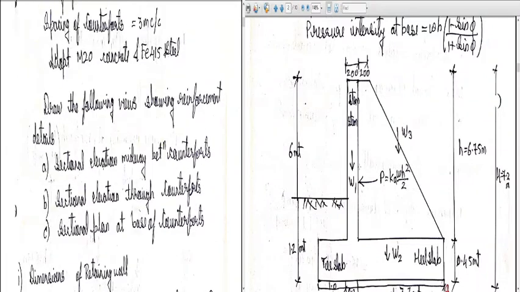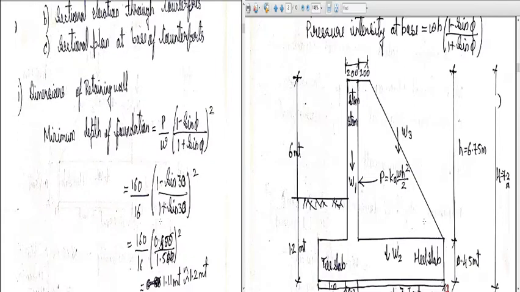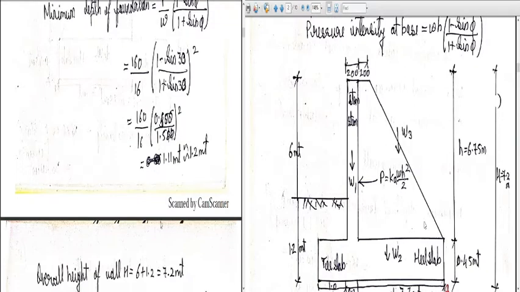What they have asked is to draw the following views showing reinforcement details. First one is the sectional elevation midway between the counterforts, then the sectional elevation through the counterforts, and the sectional plan at the base of the counterforts. So the first one is midway between the counterforts, and the second one is through the counterforts. That means the counterfort will look.